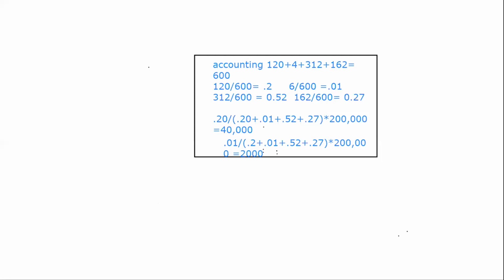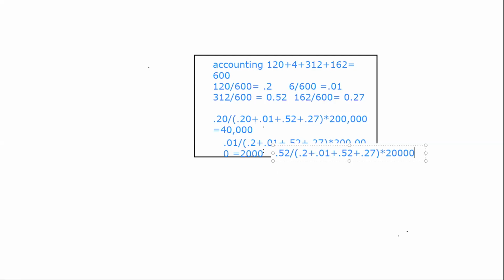So let's go back and do text. Hopefully you can see what I'm doing. If you take 0.52 and divide it by the sum of all those numbers, 0.2 plus 0.01 plus 0.52 plus 0.27, I'm going to multiply by the 200,000. Let's get a computation. If we calculate that, again, it's going to be the same pro rata.